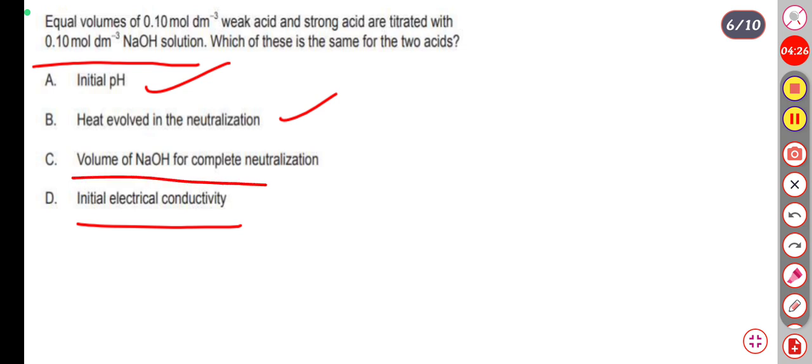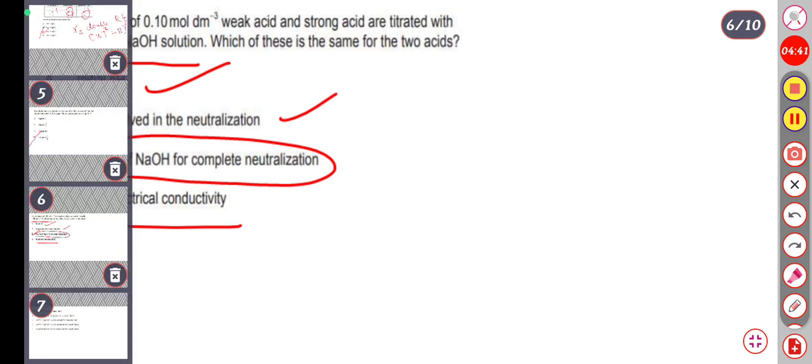So the volume is the only option which depends on the concentration, which is molarity. Both of them are 0.1 molar. So the volume of NaOH needed for complete neutralization would be the same for the strong and weak acid.